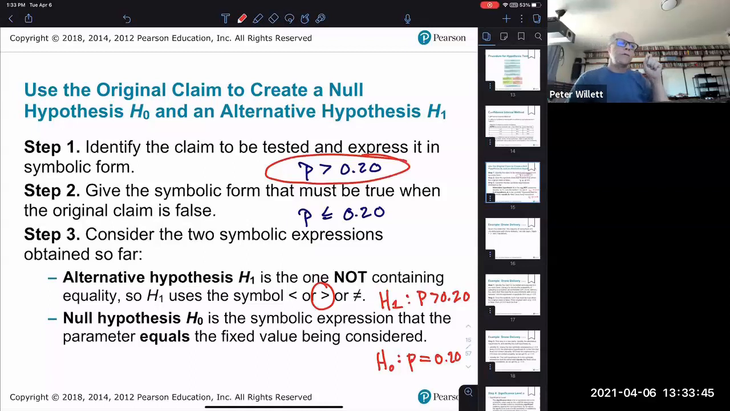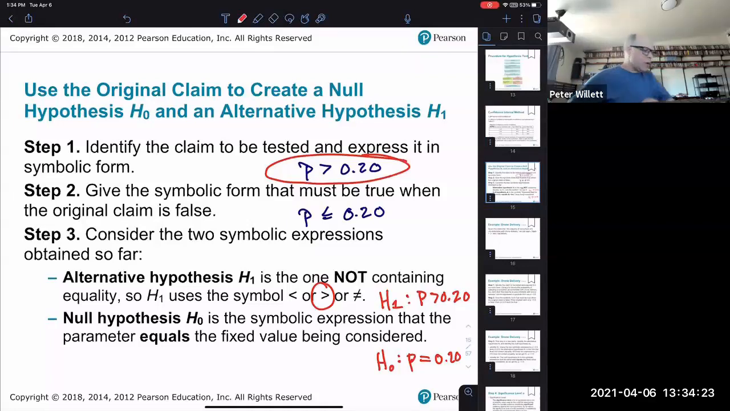Step one, formalize your claim using notation. Step two, give symbolic form for the notation that would be true if your claim was wrong or false. And then step three, use those formal notations to identify a null and an alternative hypothesis, where the null hypothesis is always a claim of equality about this parameter, and the alternative hypothesis will be either less than, greater than, or not equal to, depending on which one made sense from the first two steps that you did earlier.